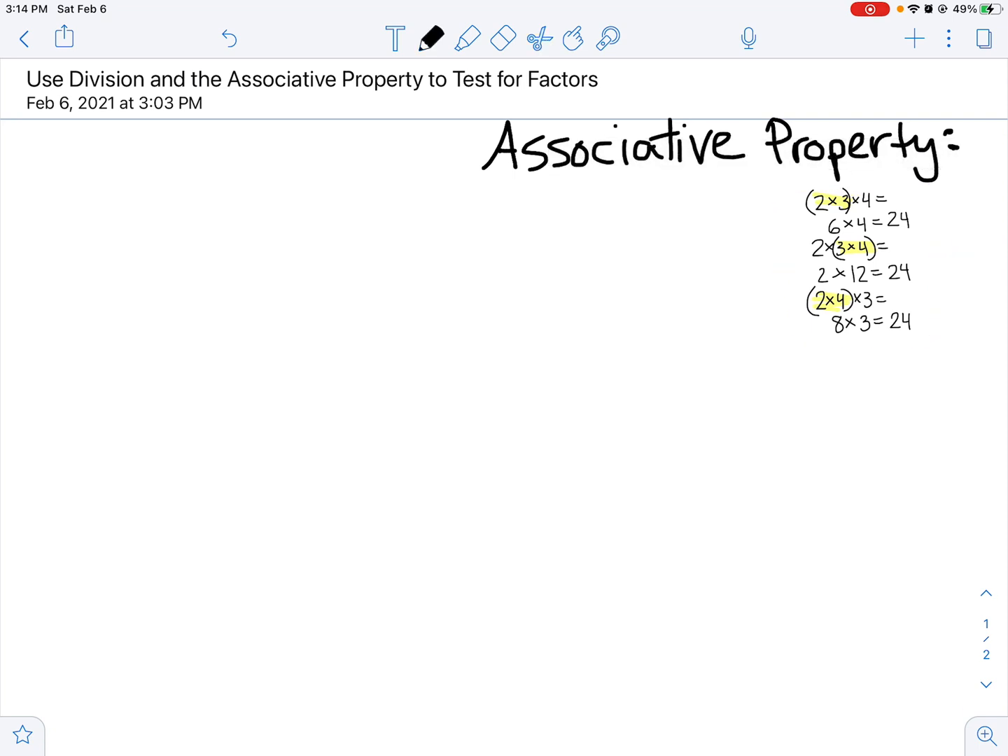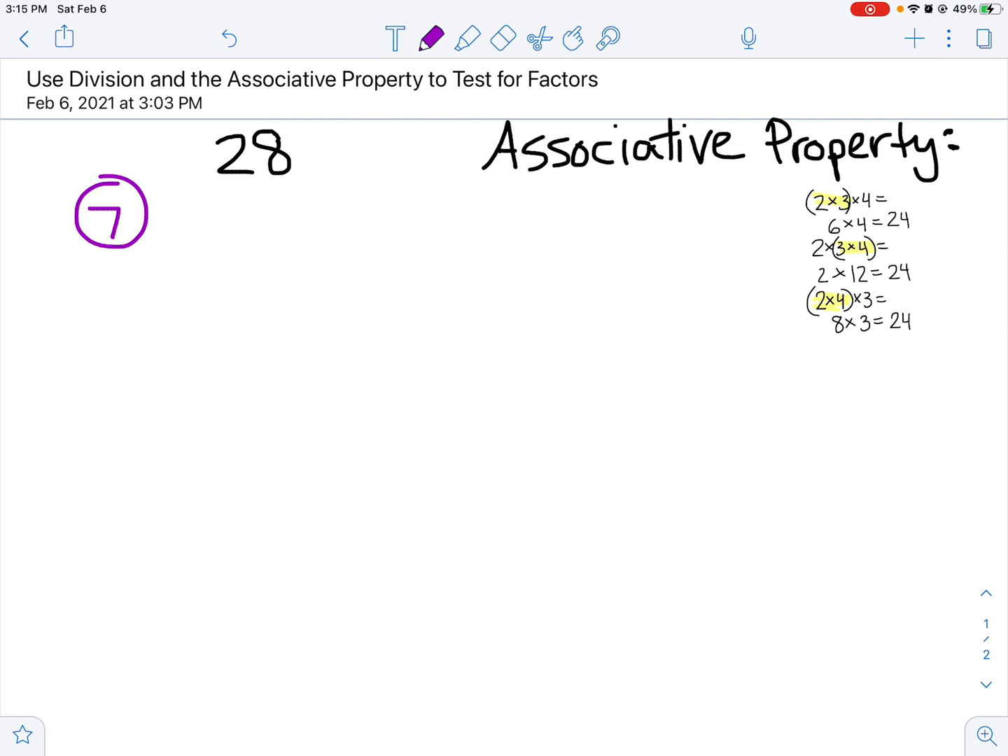So let's take a look at something like 28, okay? And I want to know if certain numbers are factors of 28. So first of all, I want to know, is 7 a factor of 28? So I want you to figure that out. Is 7 a factor of 28? Pause the video if you need to.